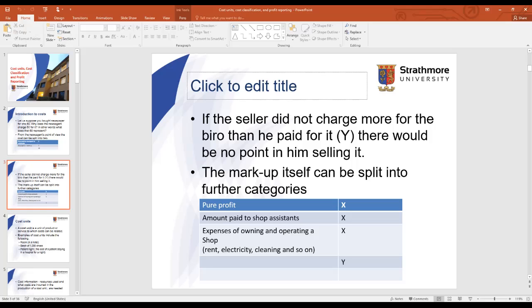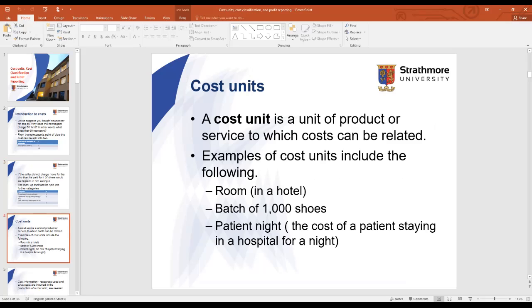Now the cost unit, that we had mentioned previously. A cost unit is a unit of product or service to which the cost can be related. It is possible for us to say that we did incur a cost, or it is possible for you to relate the cost to that particular product, to that particular service.